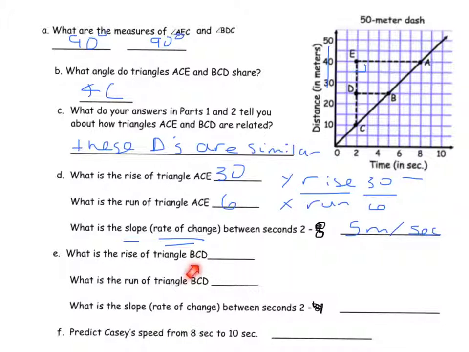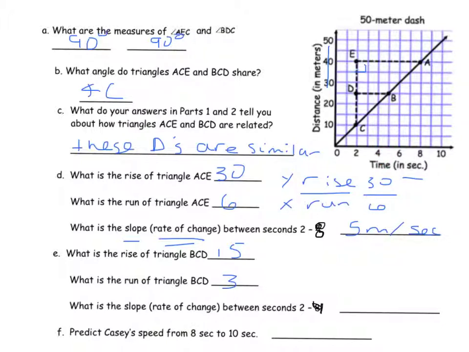Triangle BCD. Here's BCD. The rise is the vertical change. The run is the horizontal change. So vertically, it goes from 10 up to 25. I know it's 25 because it's halfway between 20 and 30. Between 10 and 25 is 15. The run goes between 2 and, I'm going to come down, all the way down, between 4 and 6. So right here is 5. So between 2 and 5 is 3. So the run is 3.